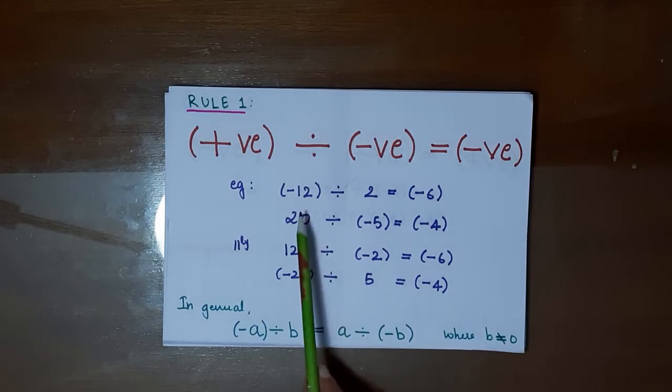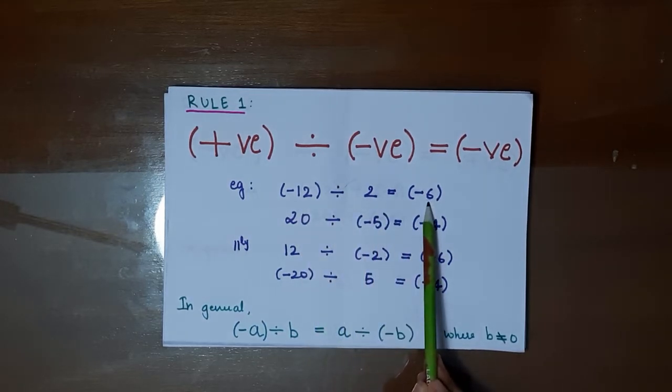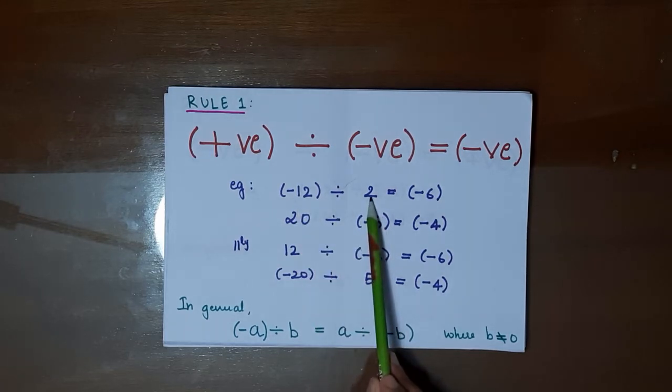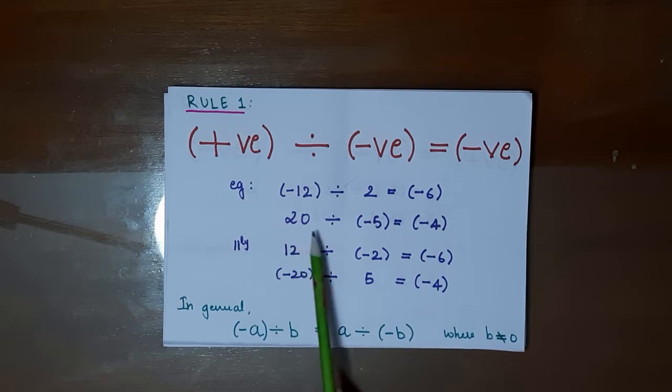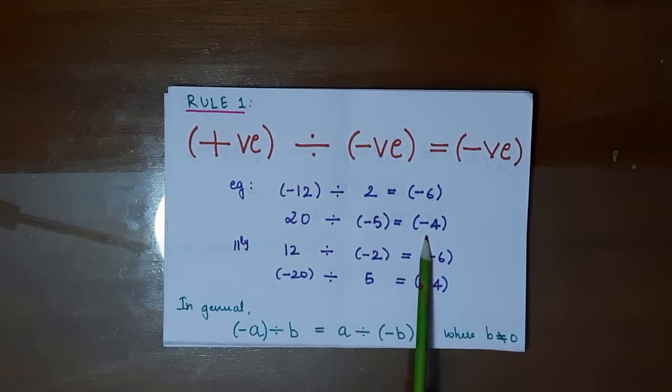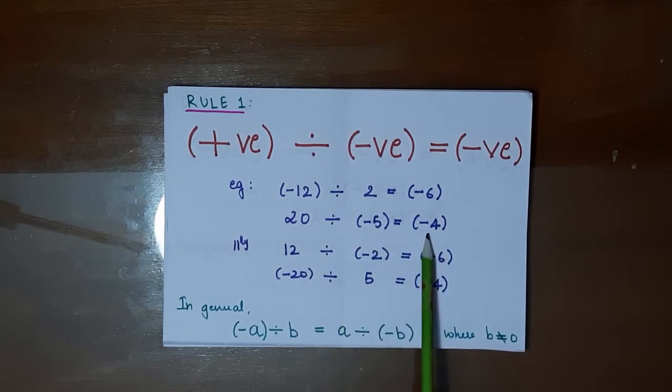Example, minus 12 divided by 2 is equal to minus 6. Negative divided by positive equals negative. 20 divided by minus 5 is equal to minus 4. Positive divided by negative integer equals negative integer.